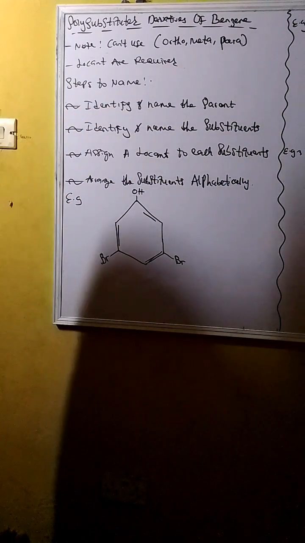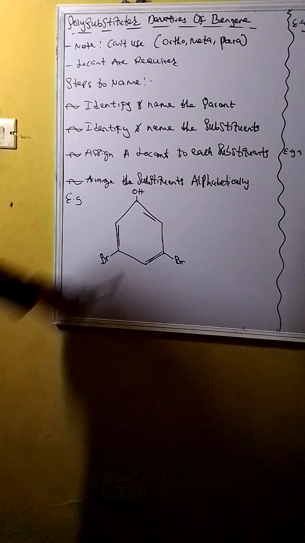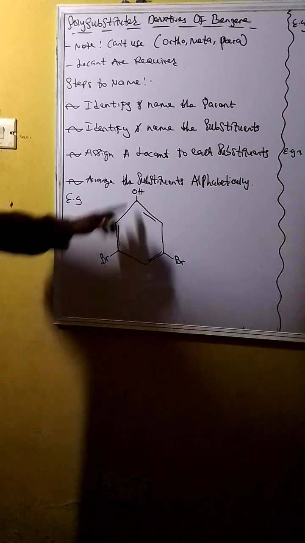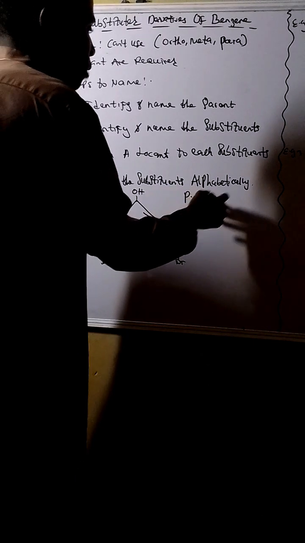So the first step that you need to use in naming more than 3 substituents is that you have to identify the parent chain first. If you look at this one, the parent chain we have in there is what? Now because this is not benzene anymore, you can see the asymmetric constituent there. So this is now phenol. So the parent chain here is phenol.